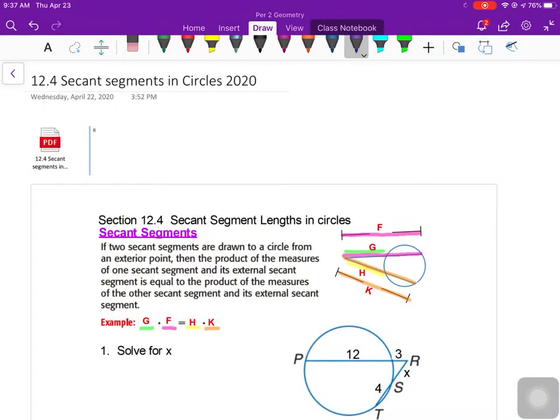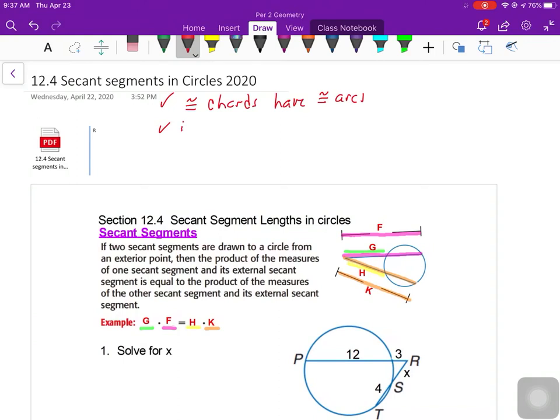Let's recap the things we talked about in the section that came right before this. In that section, we learned that congruent chords have congruent arcs. So if you know the two chords are equal, you know the two arcs that go with those chords are equal. Okay, got that down.